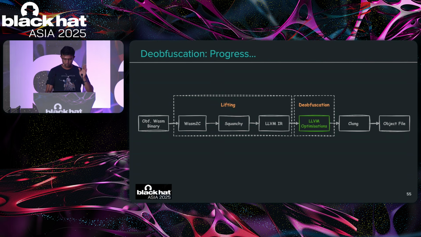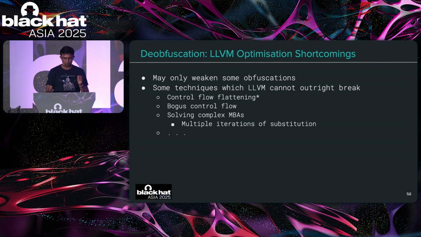So we have one tool in the pipeline now. But LLVM has some shortcomings. For example, it cannot handle the cases where control flow obfuscation is there, or let's say you're using a lot of complex MBAs. LLVM cannot handle such a situation. So we need some kind of tooling for this.